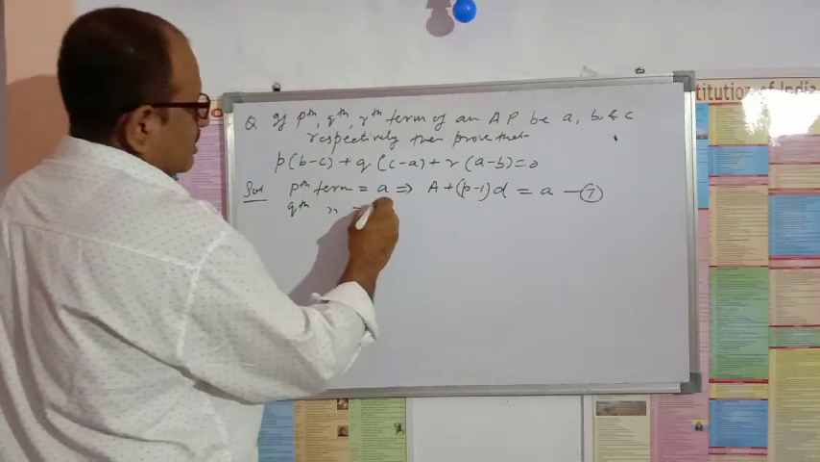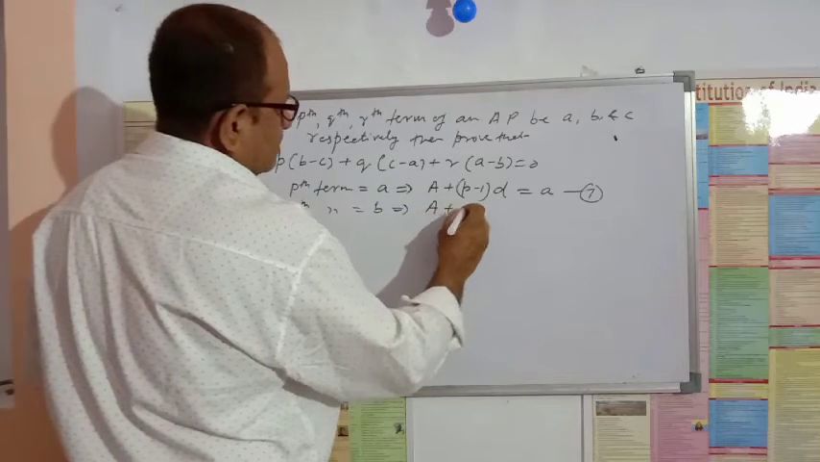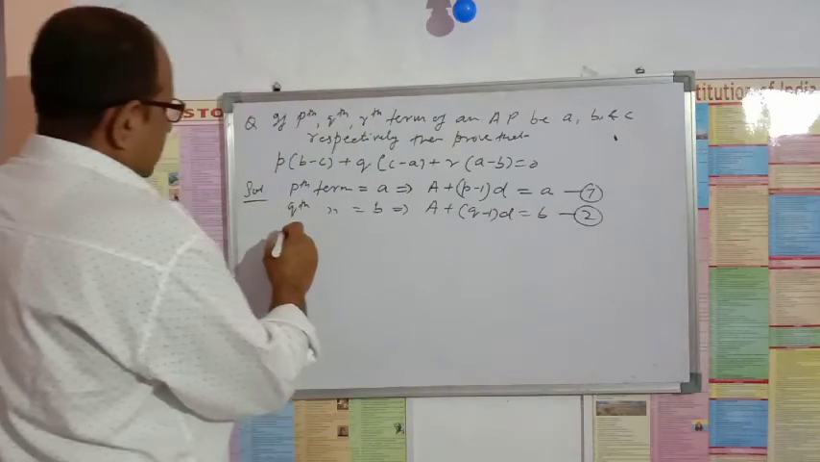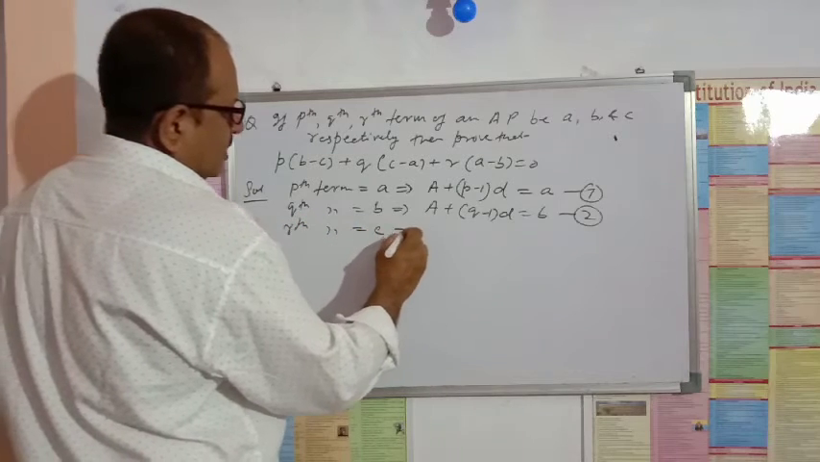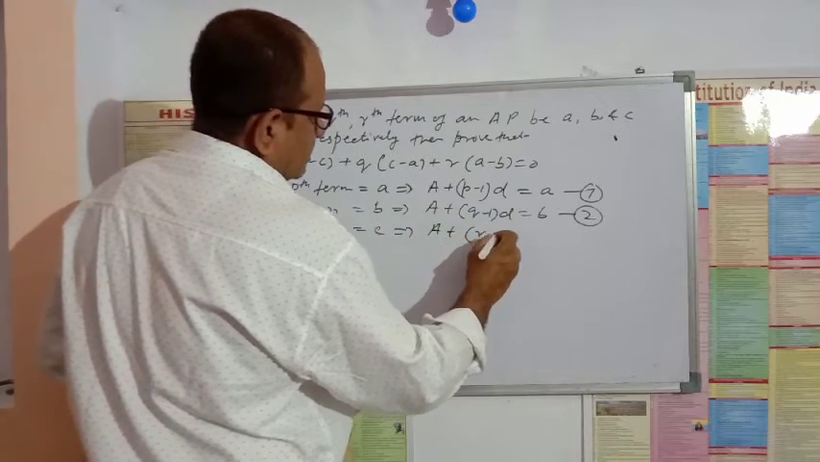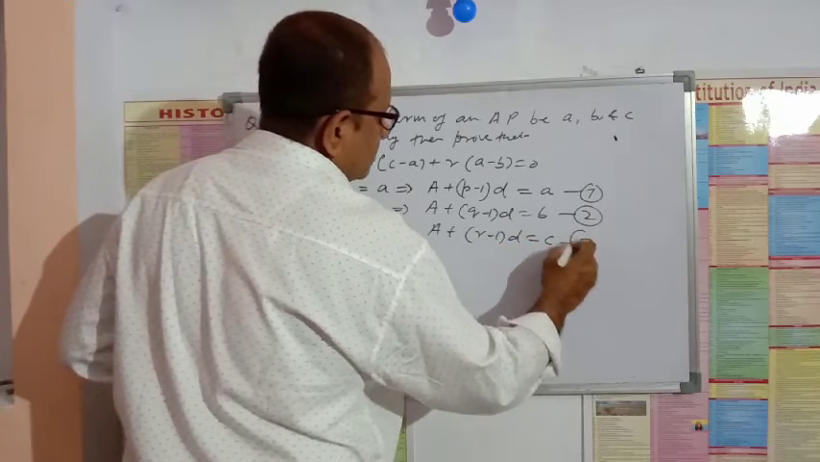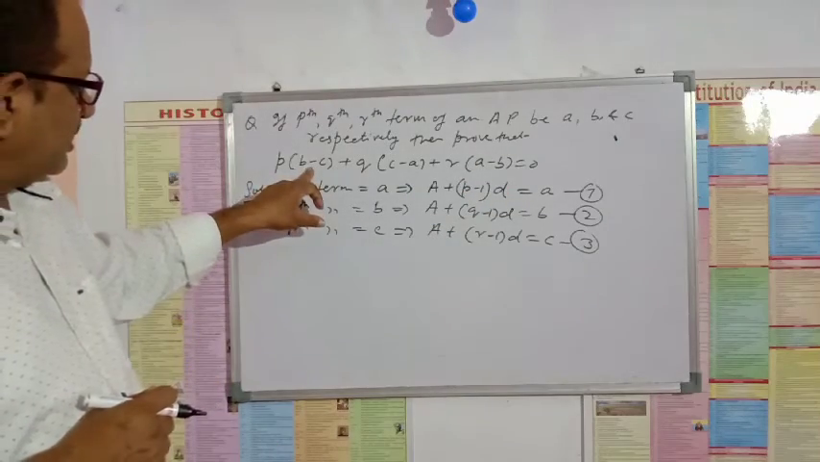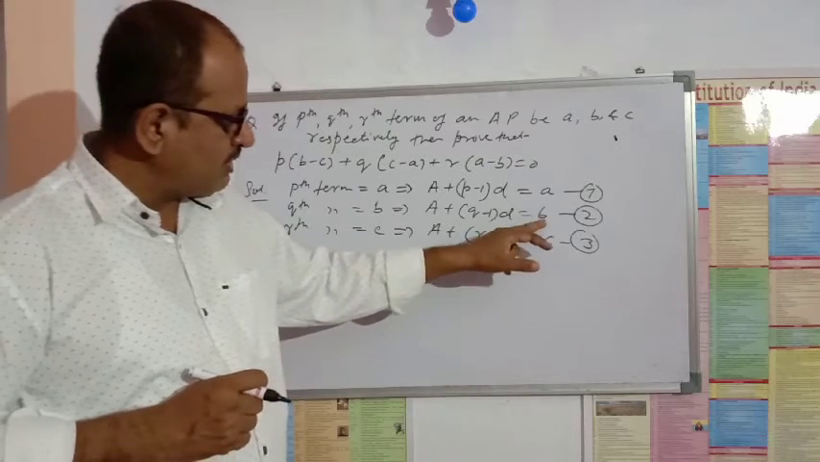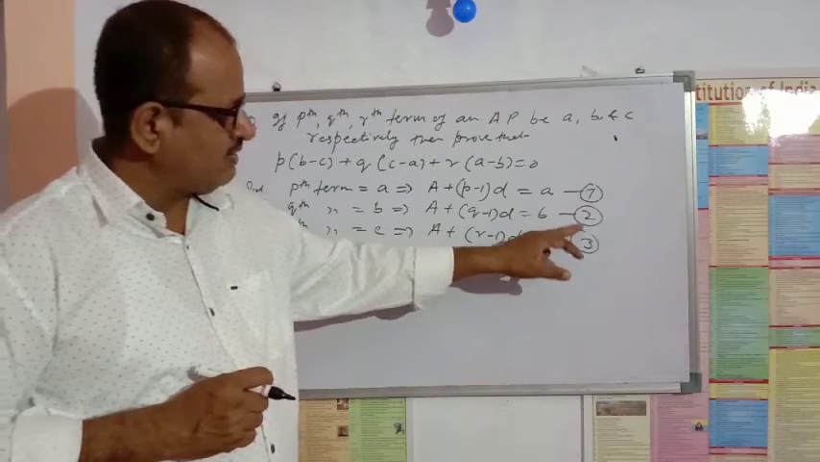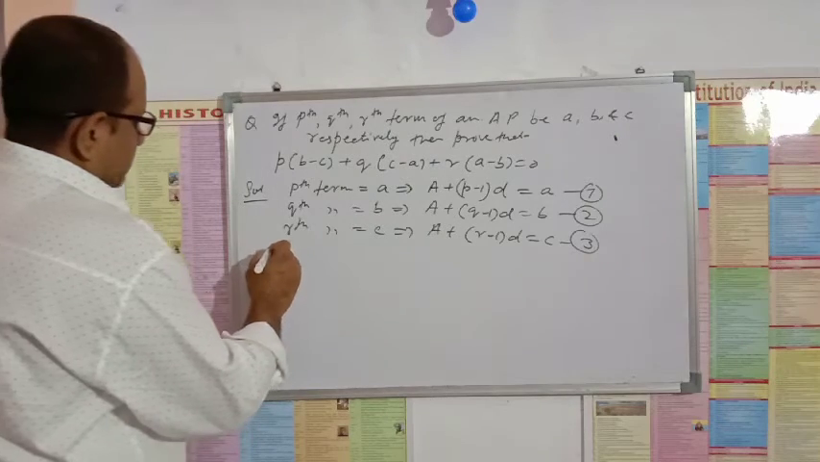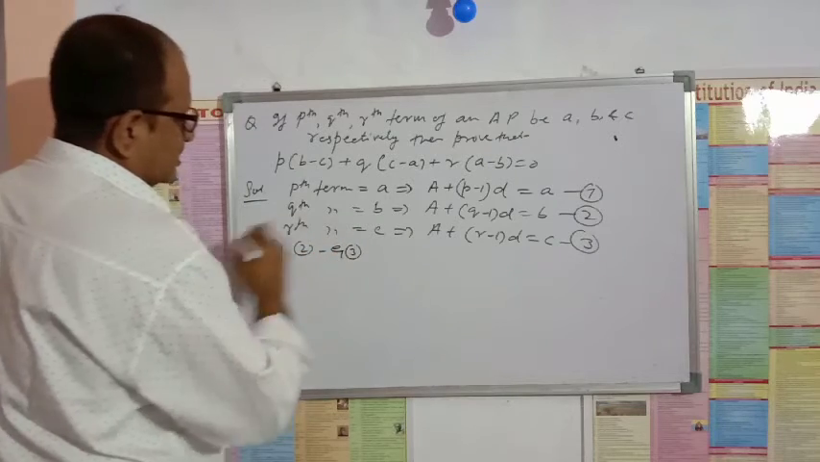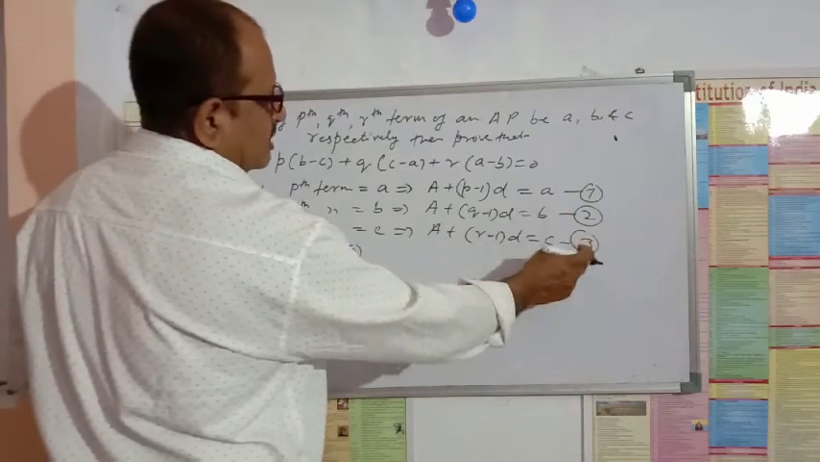And the qth term is b. So the qth term is A plus (q minus 1) into d, it is b. The rth term is c. So A plus (r minus 1) into d, it is c. In this way, we are getting 3 equations. What we have to prove? Here b minus c, c minus a. How will we get b minus c? If we subtract the third equation from the second. So equation 2 minus equation 3.